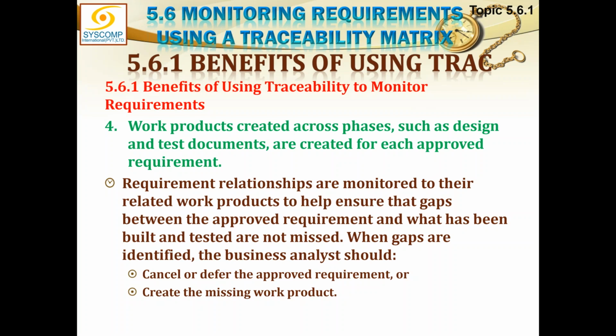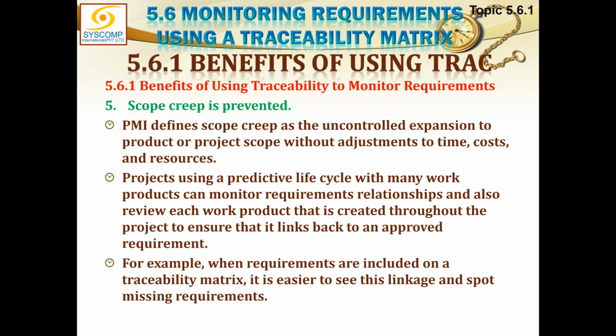Work products created across phases, such as design and test documents, are created for each approved requirement. Requirement relationships are monitored to the related work products to help ensure that gaps between the approved requirement and what has been built and tested are not missed. When gaps are identified, the business analyst should cancel or defer the approved requirements or create the missing work product. So either the requirement is to be removed or the work product is to be created which is not existing. Scope creep is prevented.